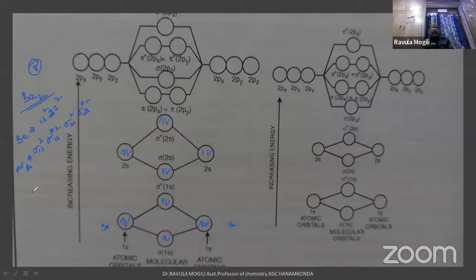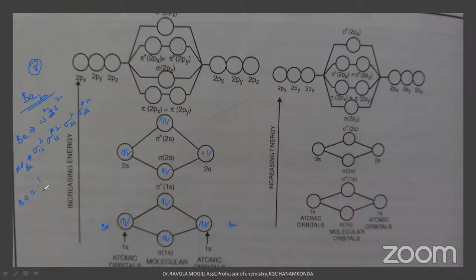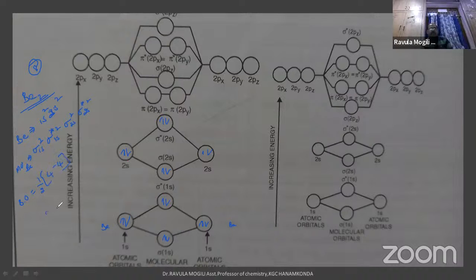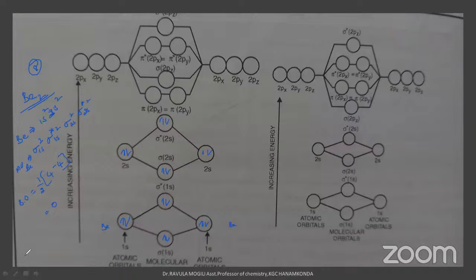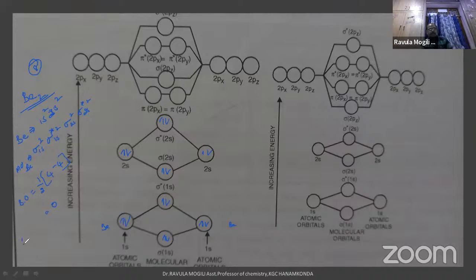Next one, bond order. What is the bond order for this? Bond order is 1 by 2, 4 minus 4, which is 0. So is any bond present between two beryllium atoms? No. No bond is formed between beryllium atoms according to this.